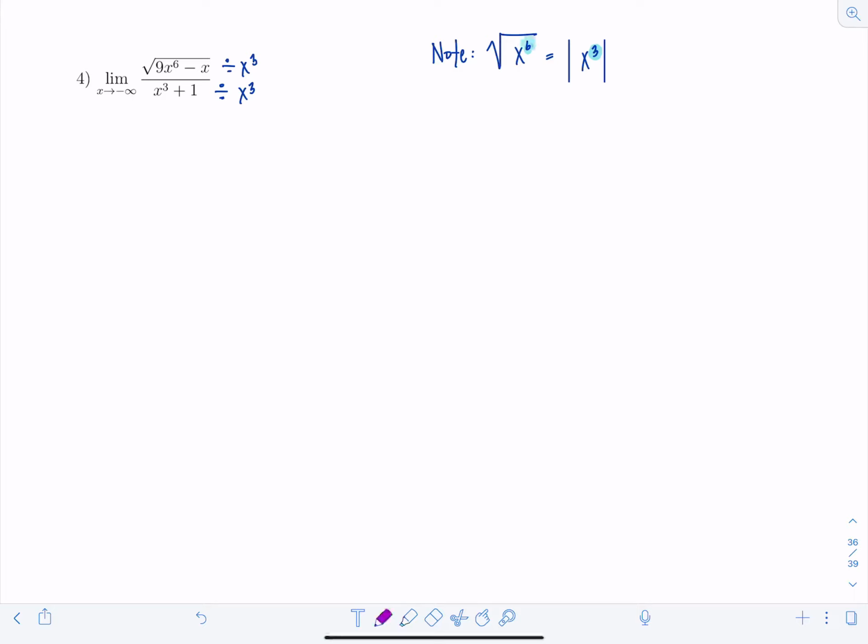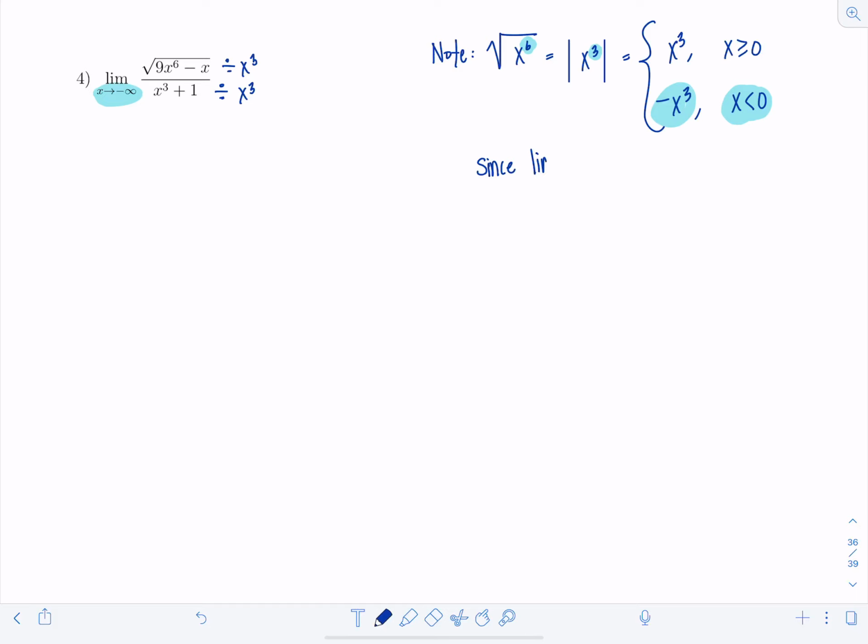Okay, so again, we can rewrite this piecewise as positive x cubed if x is greater than or equal to 0, or negative x cubed if x is less than 0. We'll check which way x is going in the limit to decide which part of the piecewise function we are working with. So x is approaching negative infinity. That means I'm working with values for x less than 0 in the limit. So I'm going to use negative x cubed. So how do we deal with that in the limit?